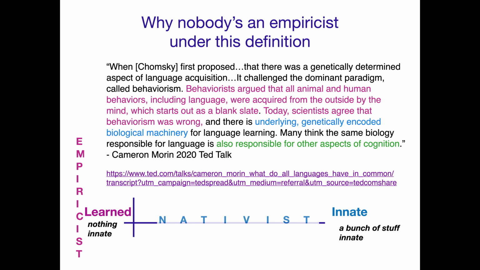And so really, in modern times, nobody's an empiricist under this definition. When Chomsky, who's sort of the father of modern linguistics and thinking about language acquisition in a generativist way, first proposed that there was a genetically determined aspect of language acquisition, that is innate language knowledge, it challenged the dominant paradigm called behaviorism. Behaviorists argued that all animal and human behaviors, including language, were acquired from the outside by the mind. Nothing innate, everything learned, empiricists, which starts out as a blank slate.